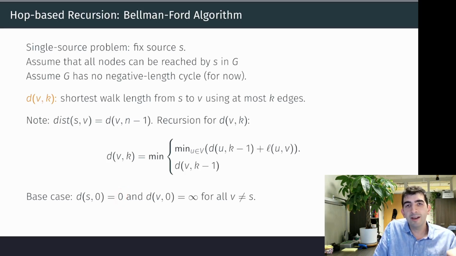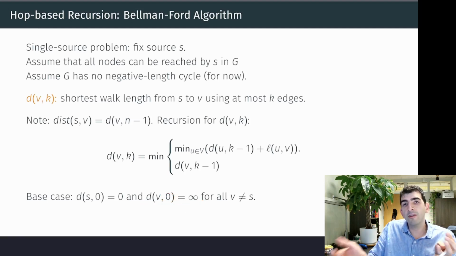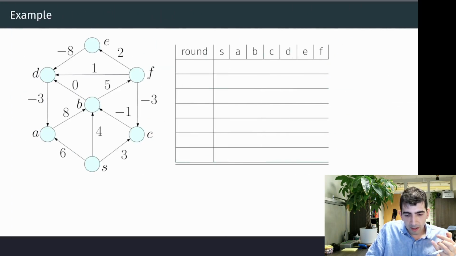That's true, right? You don't need any edges to get to the start node from the start node. And we also will start off with a base condition where we assign the shortest distance to all the other vertices using no edges as infinite. Again, you can't use any edges, then you can't reach the other vertices. Okay? So let's do the calculation on a sample graph.